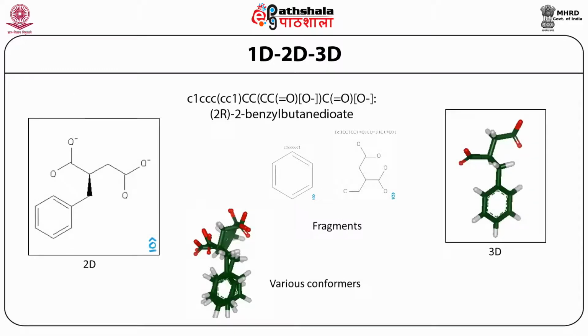Here I depict the molecule in 2D on the left hand side, the SMILES notation or 1D at the top, the name of the molecule, and the fragments of the molecule shown there. How to generate 3D from 2D I will show later, not only the 3D structure, but how to generate various conformers, because 3D differentiates itself from 2D by its different shape and size.